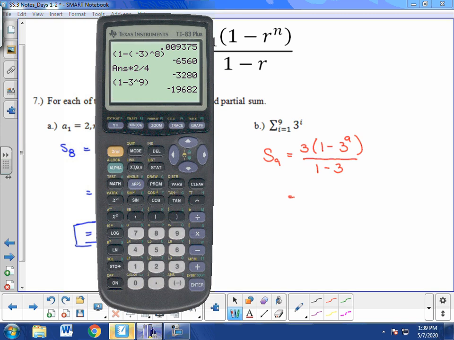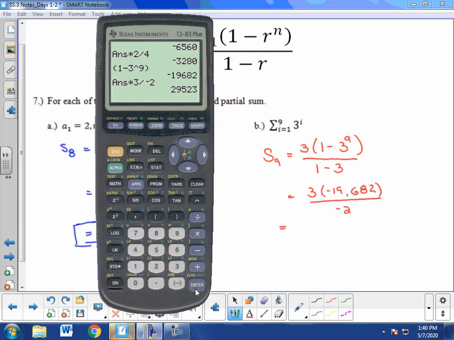Equals, so this would now be 3 times negative 19,682 all over 1 minus 3, which is negative 2. So then I would take this expression, multiply it by 3, and divide it by negative 2. And there we have the sum of the first 9 terms. The sum of the first 9 terms would be 29,523.